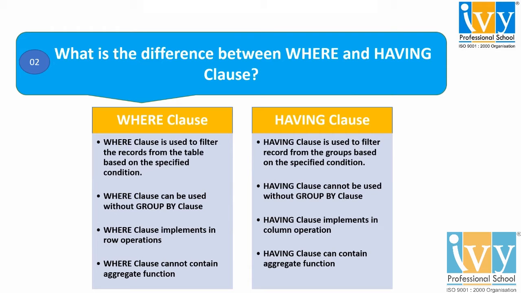Thirdly, the WHERE clause implements in row operations, whereas the HAVING clause implements in column operations. And lastly, the WHERE clause cannot contain the aggregate function, whereas the HAVING clause can contain the aggregate function. These four are the main basic differences between WHERE and HAVING clause.